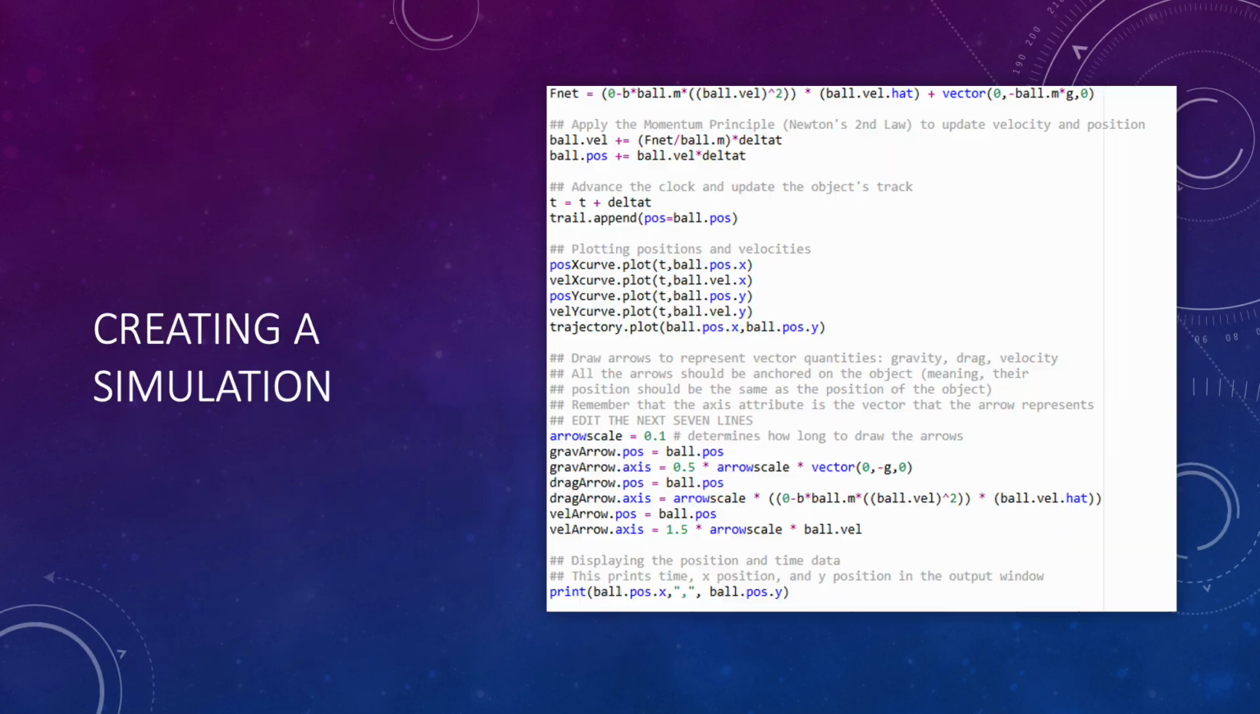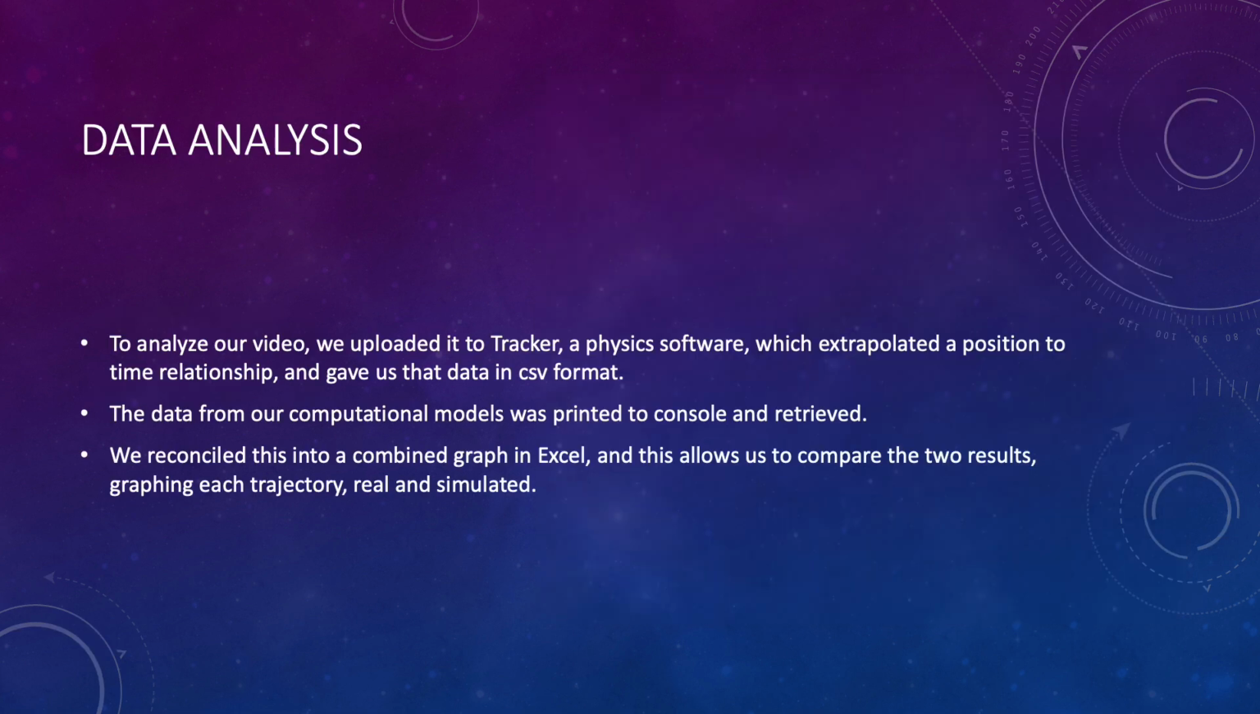Let's look at that code, which will show the same things that we just discussed, defining FNet, using our position and velocity update equations, increasing our time, and making our plots. We also have our vector arrows.